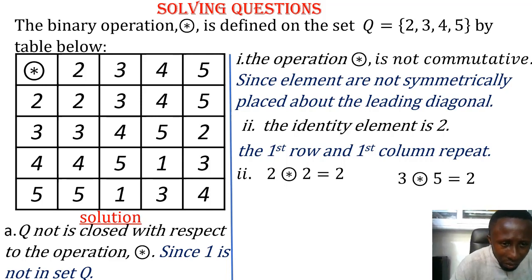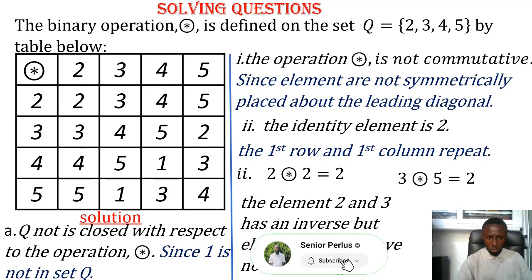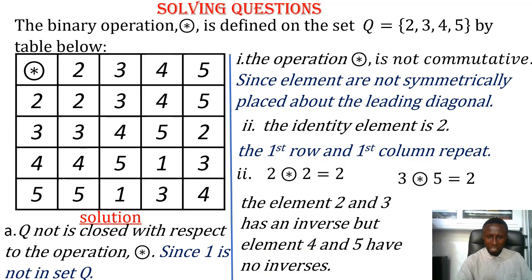And what again? 4 plus something to give us no. So 4 has no inverse element here. This one here, there's no 2 here, no 2 here. So we have only 2 inverse elements in the operation. So the elements 2 and 3 have an inverse, right? The inverse of 2 is 2. So the elements 2 and 3 have an inverse, but elements 4 and 5 have no inverses. Okay.